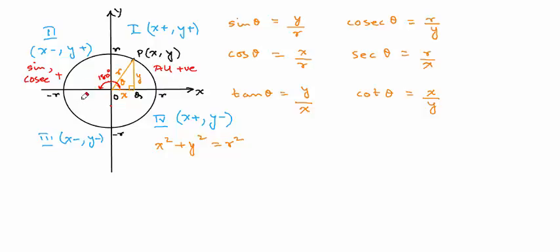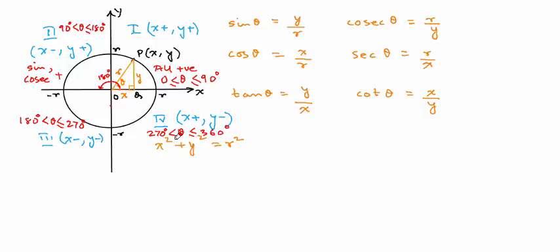So for theta between, let me just write that down. In the first quadrant, theta is between 0 and 90 degrees. In the second quadrant, theta is between 90 and 180 degrees. In the third quadrant, theta is between 180 degrees and 270 degrees, and finally in the fourth quadrant we have theta lying between 270 degrees and 360 degrees.